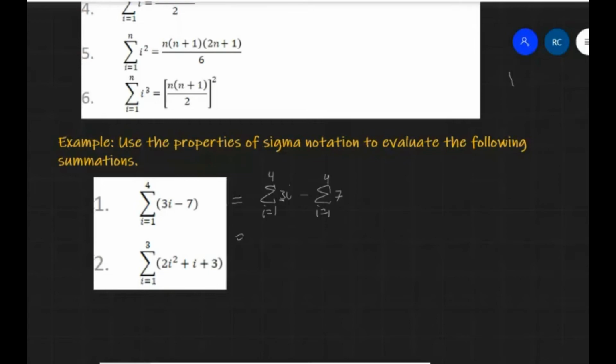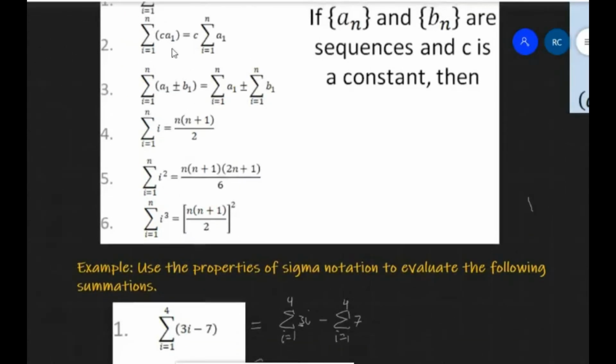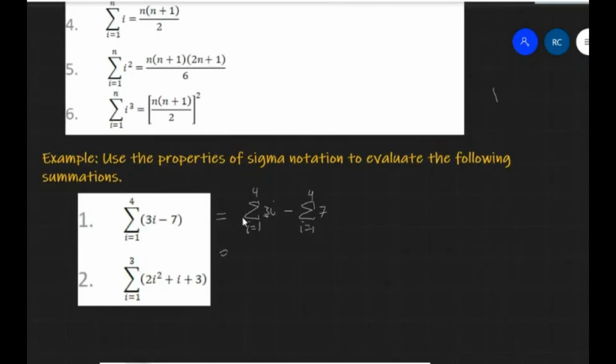Based doon sa ating property, kapag may constant, ilalagay sa harap. So, yun yung gagawin natin dito sa number 1. Yung 3 dito, ilalabas natin. So, ito ay magiging 3 times the summation of I from I is equal to 1 to 4. And then ito, constant ito. Based on the property number 1, kapag constant, i-multiply lang dun sa upper limit. So, 7 times 4 is 28.